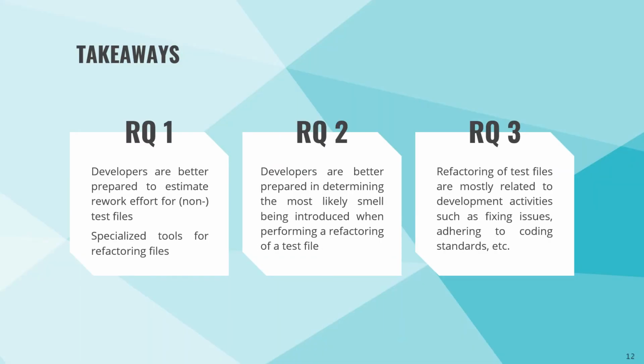With regards to the takeaways from this study, RQ1 showed us that developers treat test and non-test files differently with regards to refactoring operations. For instance, non-test files undergo more design or structure level types of refactorings, unlike test files that are limited to somewhat cosmetic updates, such as renames and type changes. From the findings of this RQ, developers are better prepared to handle and estimate rework for test and non-test files.